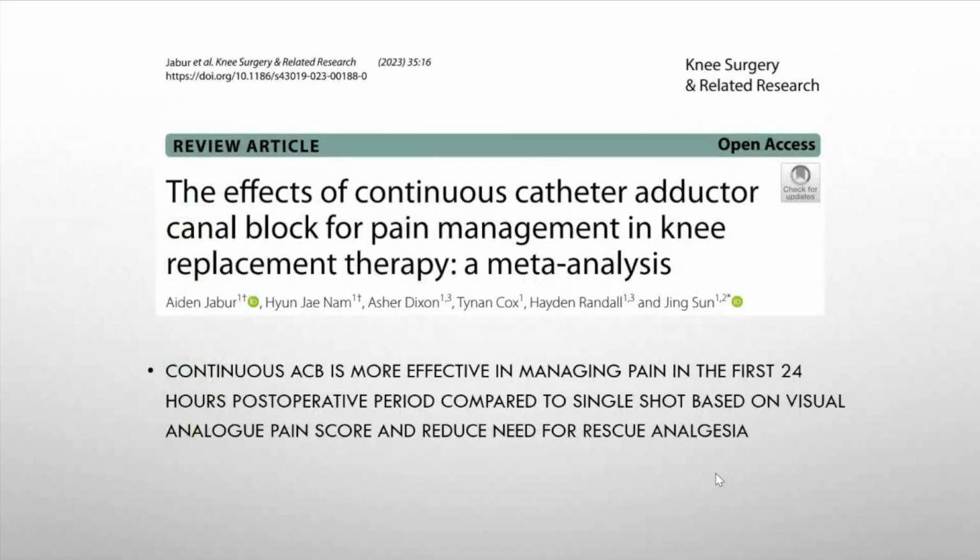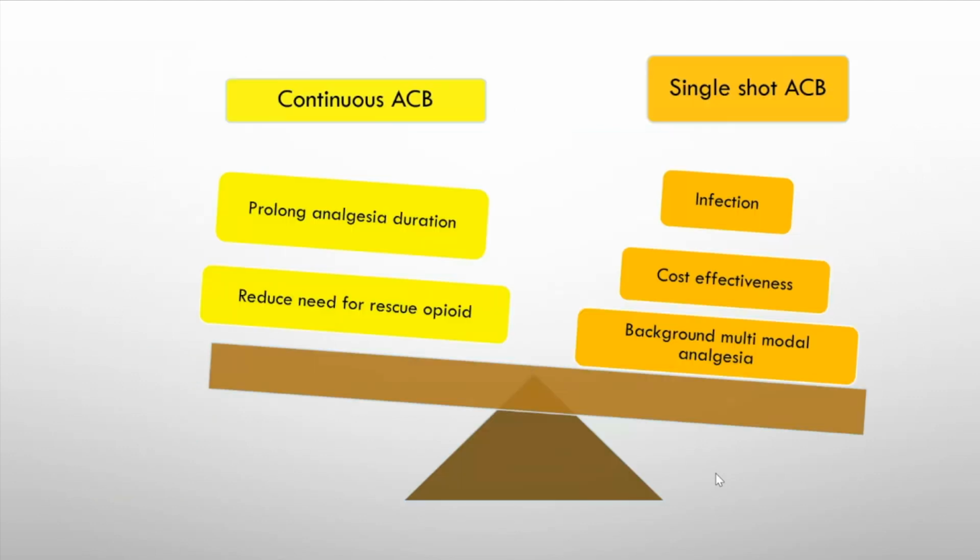Like this review article that I found, which shows that the continuous adductor canal block is actually more effective in managing pain in the first 24 hours compared to the single shot. But if you ask me whether you want to use a catheter or a single shot adductor canal block, you need to take into account a few considerations. You use a catheter because you want to prolong the duration of analgesia and reduce the likelihood of using a rescue opioid, because you can use rescue LA.